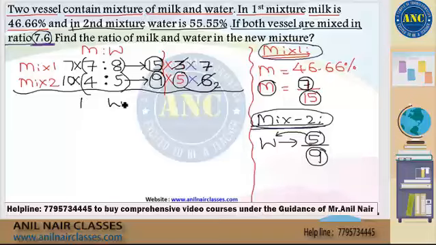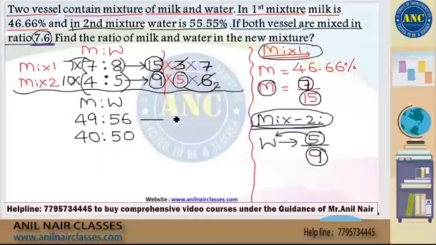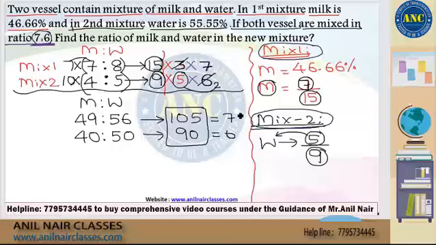If I rewrite the diagram, milk and water: 7 into 7 is 49, 7 into 8 is 56, 10 into 4 is 40, 10 into 5 is 50. Now check it out if you want. 49 plus 56 is 105. 40 plus 50 is 90. Definitely this is in the ratio of 7:6. 15 into 7 is 105, 15 into 6 is 90. They are in the ratio 7:6, which is what they asked in the question.